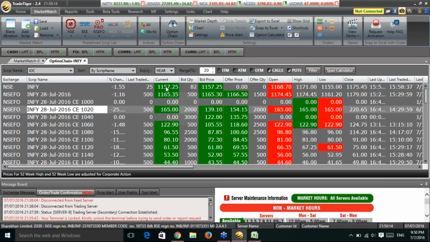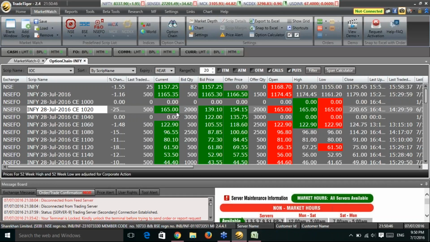So suppose the spot price goes to 1300, the Infosys share price goes to 1300. In this situation the contract will have an intrinsic value of 280. So 280 will be your intrinsic value, and when you sell it you receive that. You remember, when you are buying a call option you are paying 165. When you are selling the call option you are receiving the premium.